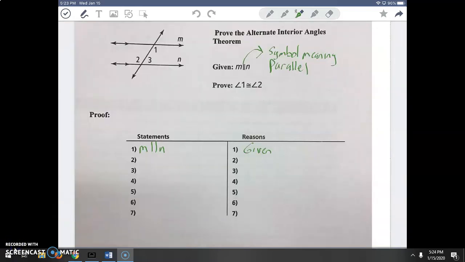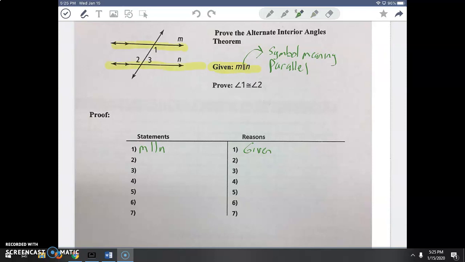All right, so now we're getting into a proof of alternate interior angles being congruent. We always start with your given. So it's given that line M is parallel to line N. I showed you that this symbol means parallel. So M is parallel to N. We're going to prove that angle 1 and angle 2 are congruent. Now we know they are because we talked about it, but we're going to prove why they are. The first thing we start with is your given: these two lines are parallel.